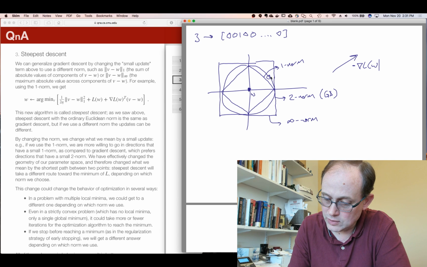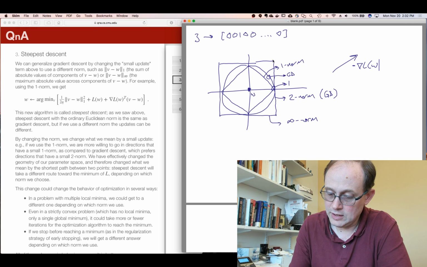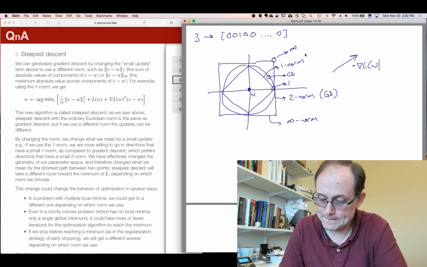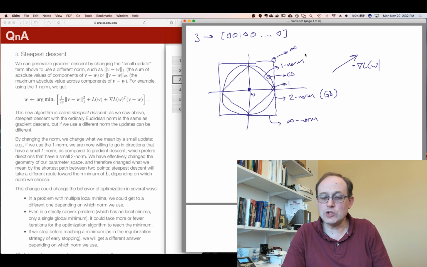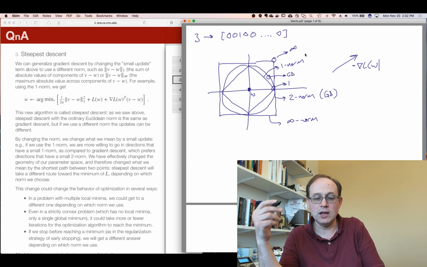So here we'll get gradient descent. And if you just try going within this 1 norm ball as far as we can in that direction, we'll go here. So this is the 1 norm. And if we do it within the max norm ball, we'll go here. This is the max norm. And so we go to a different place. We consider a small update to be very different depending on what norm we use in this small update term.